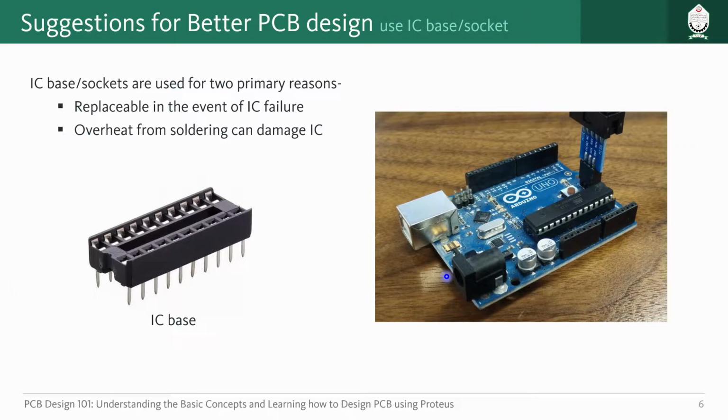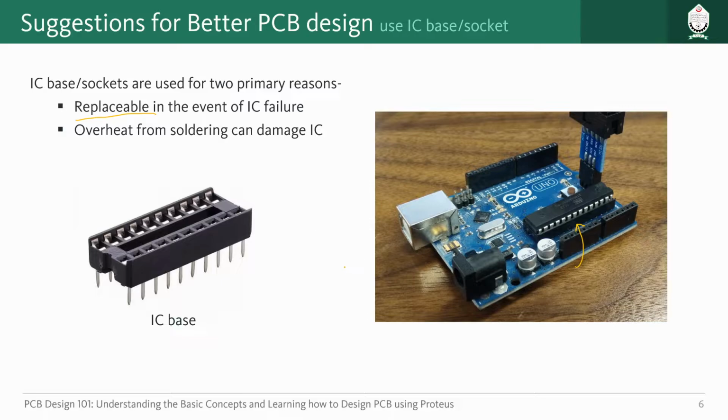Then let's talk about the IC base. So what is IC base? A very good example is this Arduino here. So in this Arduino, you will see that the Arduino is not directly soldered onto our board, right? There is something, a plastic container which is soldered onto the board, and on top of that we can connect the Arduino whenever we want, and we can also remove that whenever we want. So that's the basic advantage of using IC base. So it is replaceable on the event of IC failure.